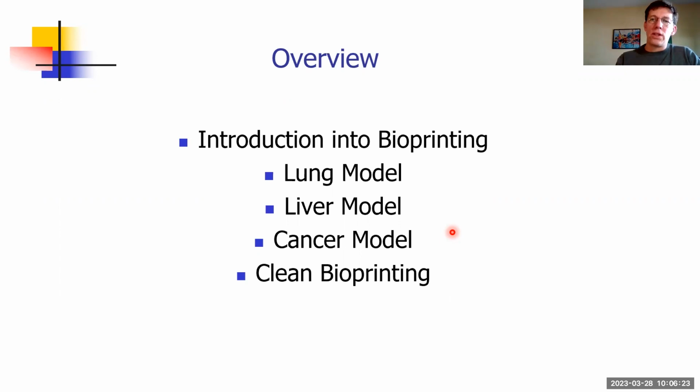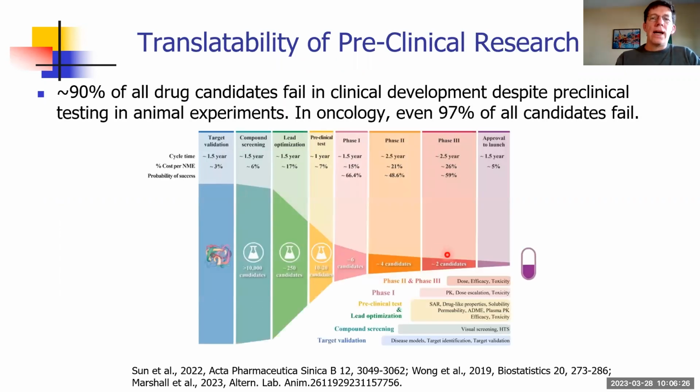Let me start with a brief introduction into bioprinting. Why do we do this very complicated, sophisticated, and expensive experiment? Well, probably everybody who's in this webinar shares the opinion that we have a translation problem with current research. So our current research paradigm says that we test things in 2D cell culture first, then we move on to animal experiments, and then we go to the clinic.